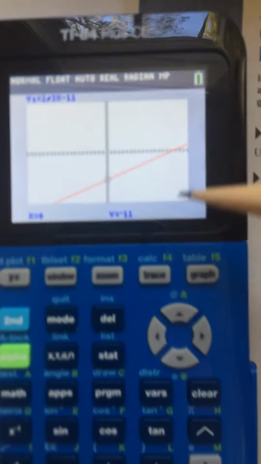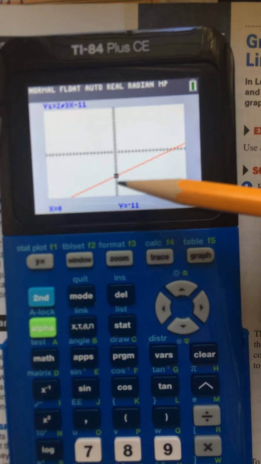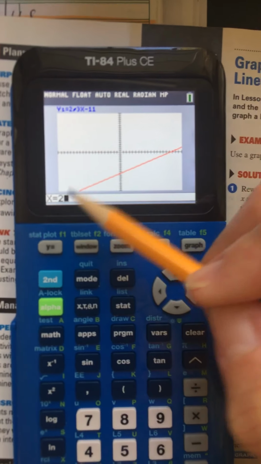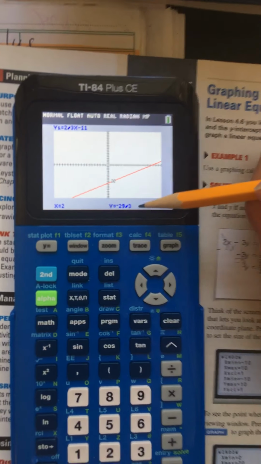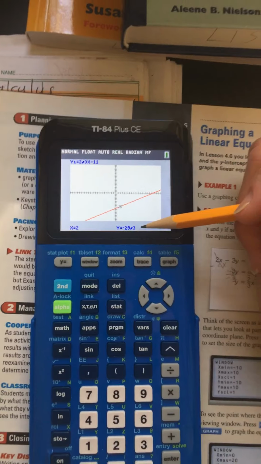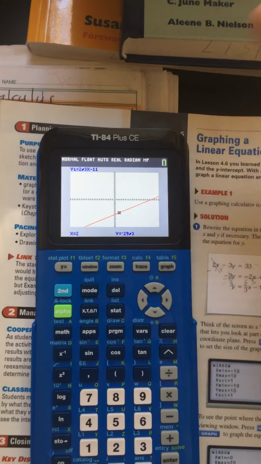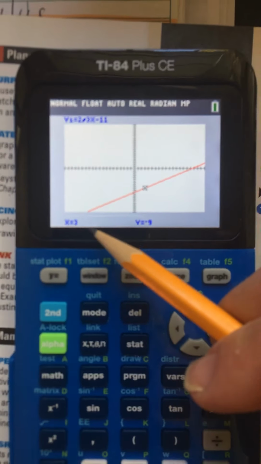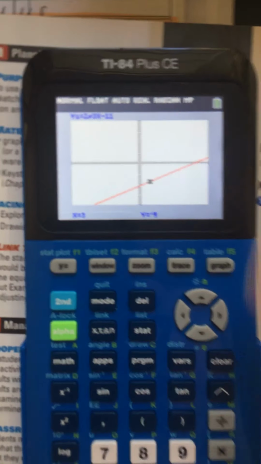Okay, I need another one. So I'm going to say, well, what about if X is 2? All I do is I just hit 2. It changes the bottom to X equals 2. I hit enter, and it tells me that it's negative 29 thirds. Is that one I want to use? No, that's a weird fraction. I don't want that. Let's try something else. I'll try 3. Oh, that one's good. If X is 3, Y is negative 9. So that's going to be my next one I'm going to do. If X is 3, Y is negative 9. See, I'm getting my little chart here to make my teacher happy.